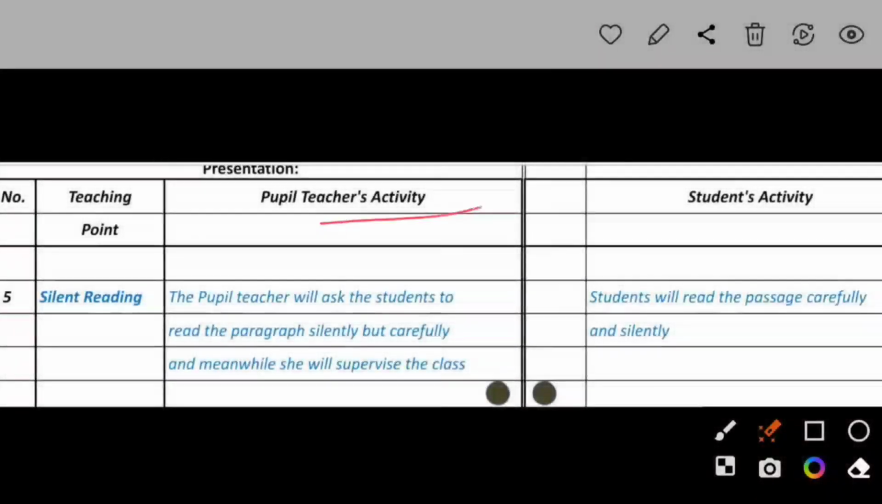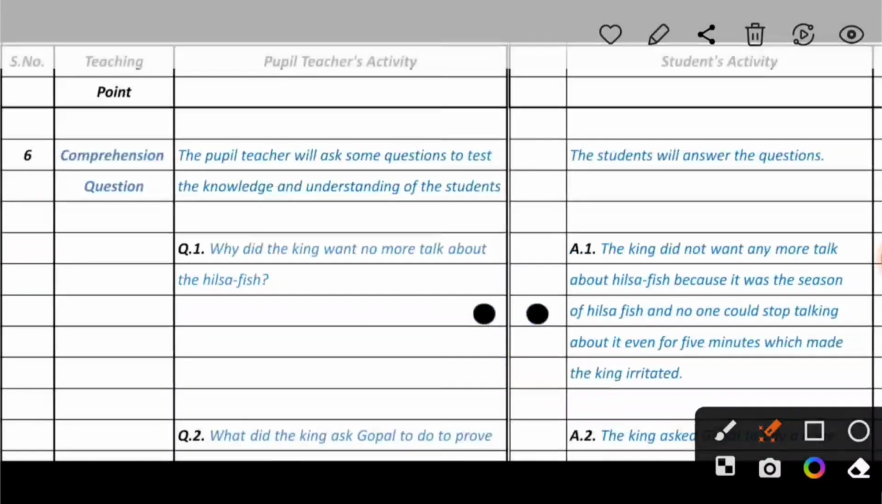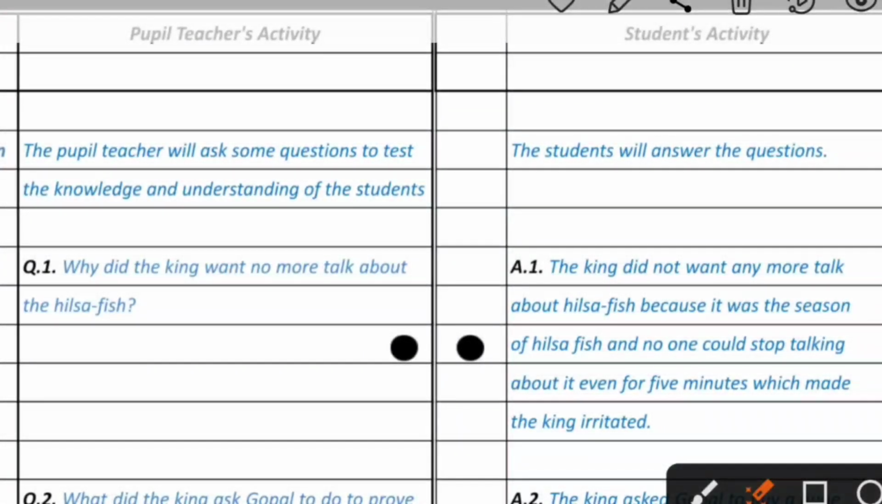Here in the pupil teacher's activity column, we will write, the pupil teacher will ask the students to read the paragraph silently but carefully, and meanwhile she will supervise the class. And in the students activity column, we will write, students will read the passage carefully and silently. Then 6th teaching point is comprehension questions. So here in the pupil teacher's activity column, we will write, the pupil teacher will ask some questions to test the knowledge and understanding of the students.